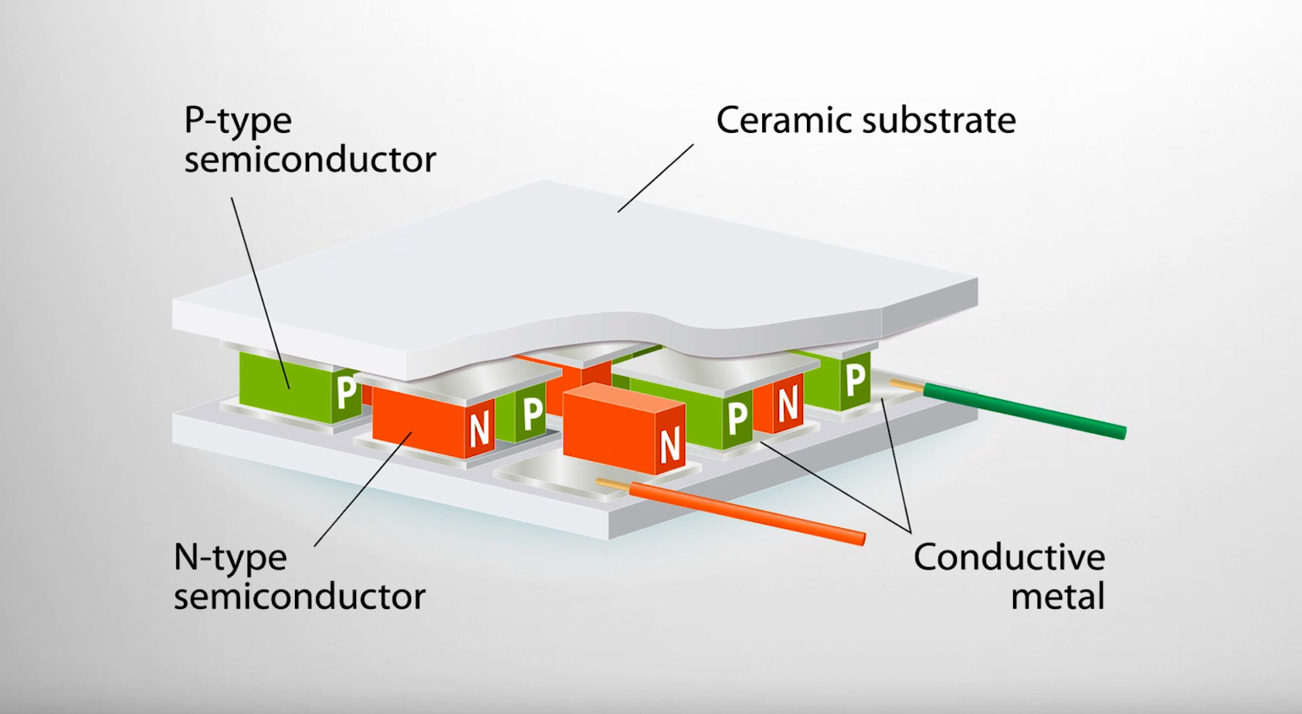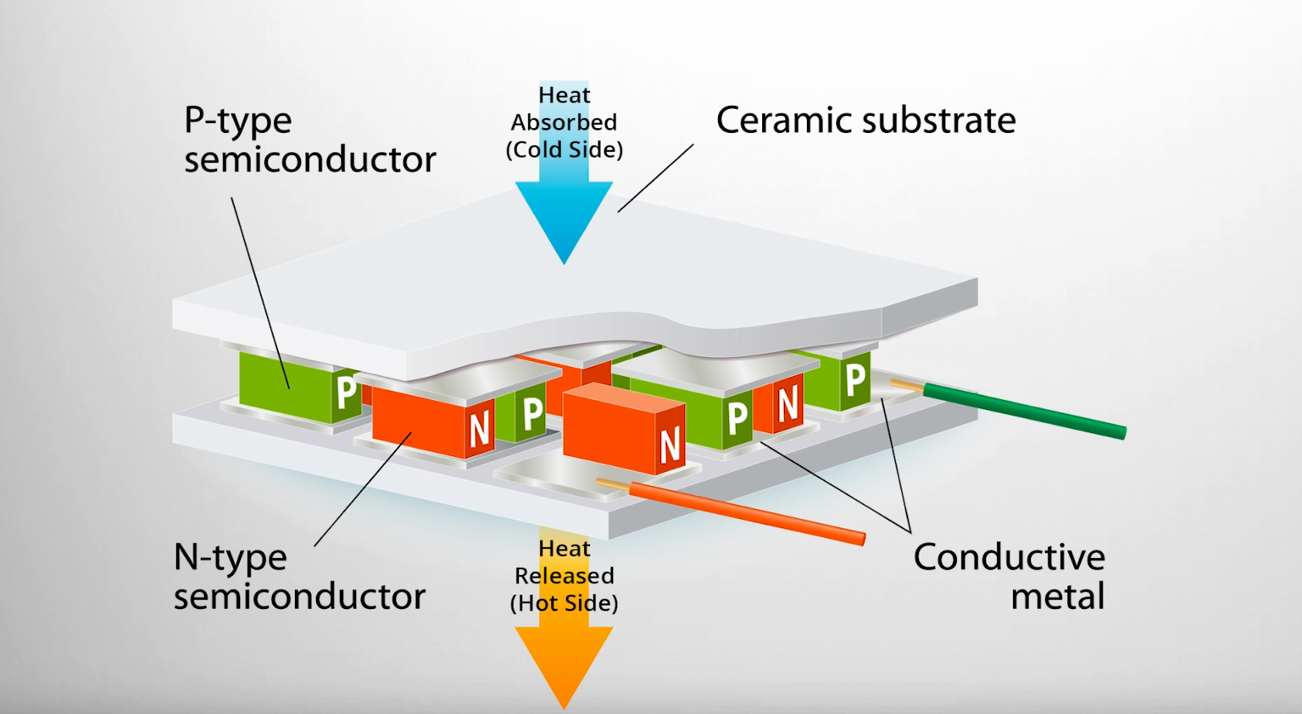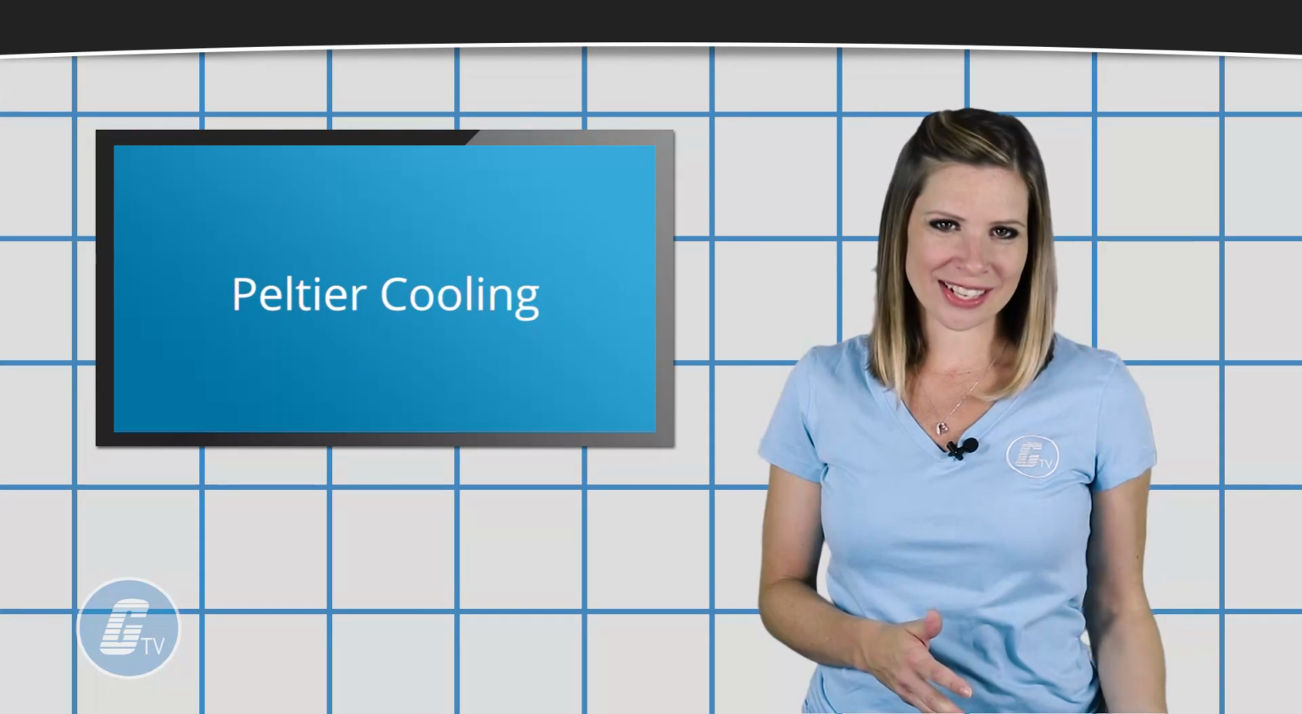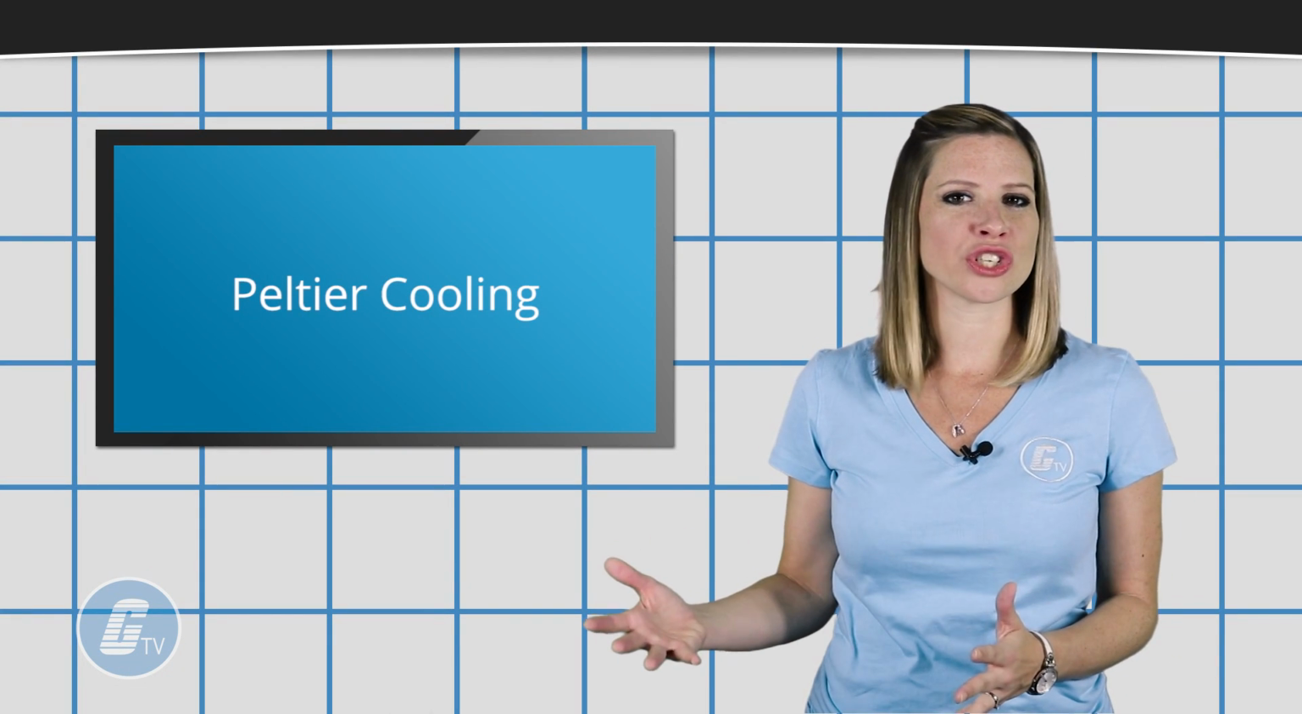As DC current flows through at least one pair of elements, the temperature at the junction decreases, allowing it to absorb heat from the environment. The heat is then carried through the cooler via electron transport and is released on the opposite hot side as the electrons move from a high to low energy state. Peltier cooling then causes the heat to move between the two ends.